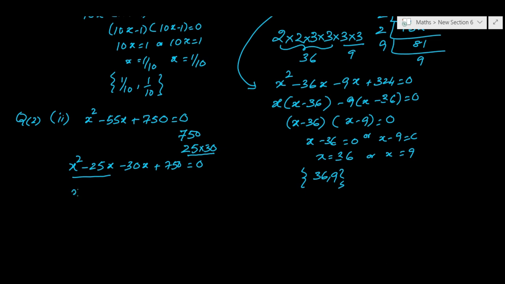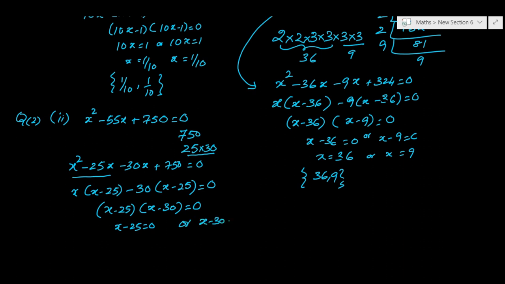In the first two terms, x is common, x into x minus 25, and in the other two, 30 is common, x minus 25. 25 threes are 75, and that 0, 750. So x minus 25 times x minus 30 is equal to 0. Therefore, x minus 25 is equal to 0, or x minus 30 is equal to 0. Therefore, x is equal to 25, or x is equal to 30. Therefore, the solution set is 25 and 30.